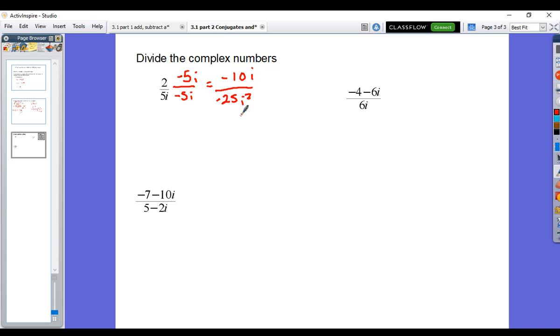Well, negative 25 times a negative 1 gives us a positive 25. And on the top, we're left with negative 10i. And then we can reduce, of course. Let's go ahead and reduce.